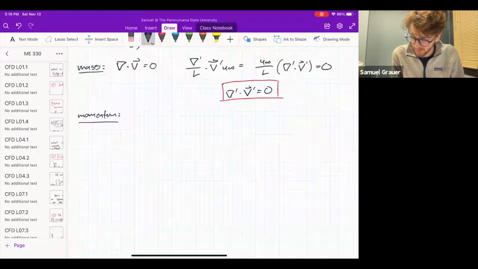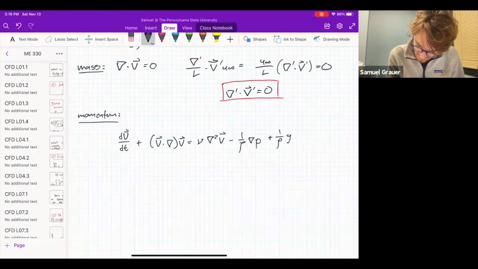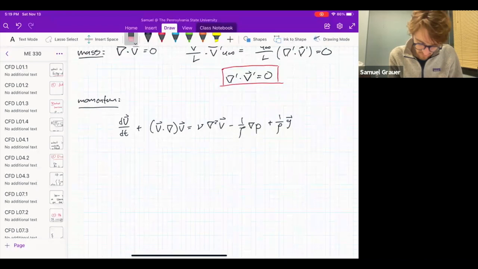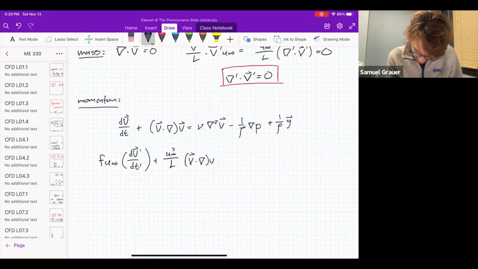So we have dV/dt plus V dot del V equals nu del squared V minus 1 over rho grad P. And then we're going to add 1 over rho times the gravitational force. Now, if we substitute in the quantities from earlier, we will have F times U infinity. So we're going to have F U infinity times dV prime/dt prime. And then we are going to have U infinity squared over L times V dot del V, which is going to be equal to, and then we can substitute.